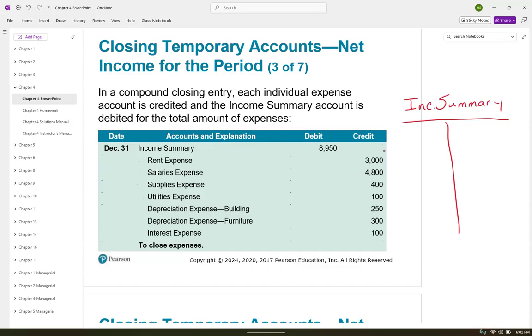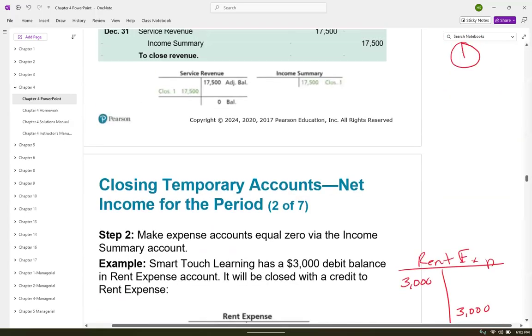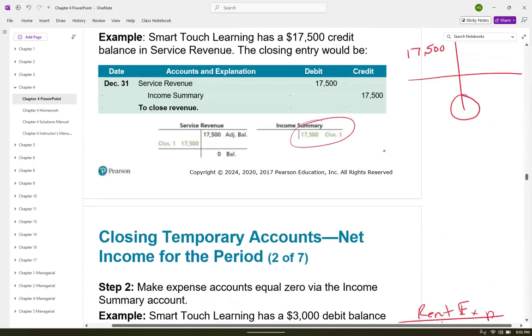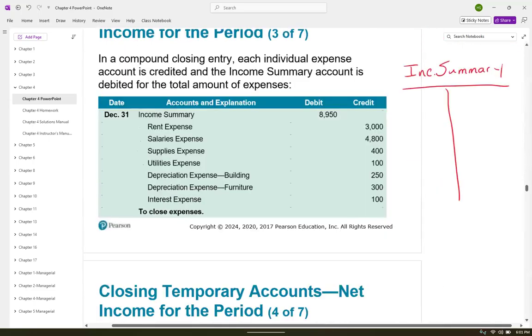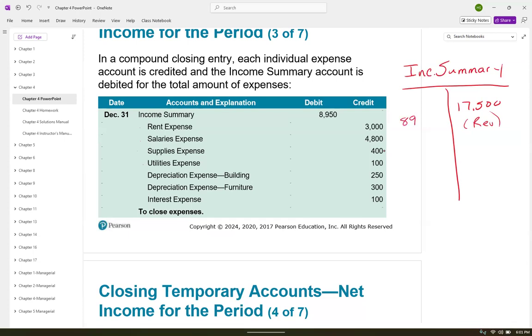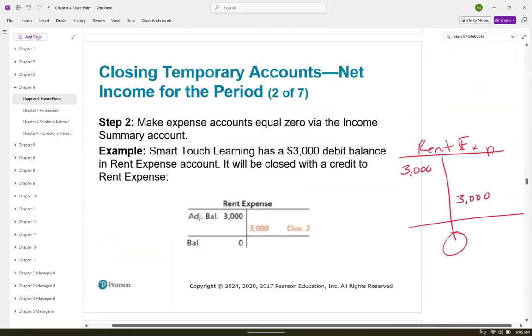Okay. We credited income summary right up here for 17,500, which represents my revenues, right? We're going to debit income summary for 8,950, which represents my expenses. So we're going to get a balance in this account. But here's the great thing. There's actually a check figure.